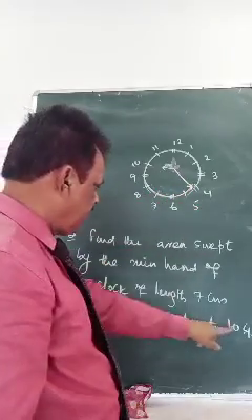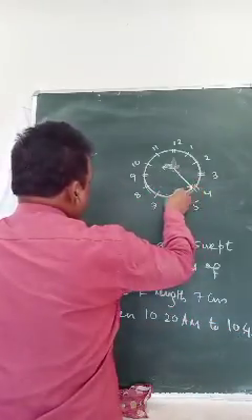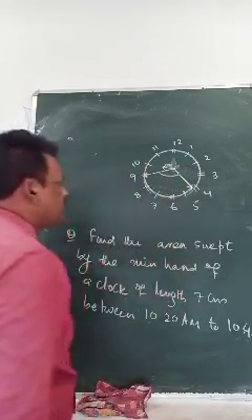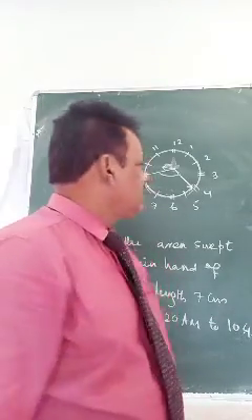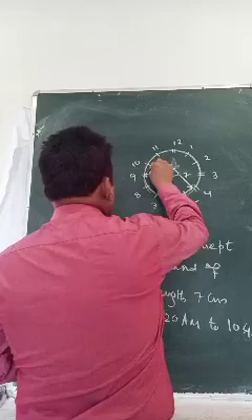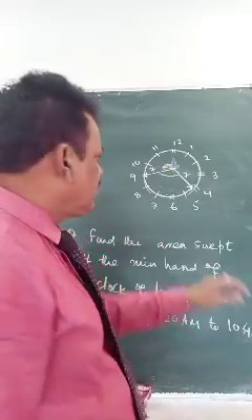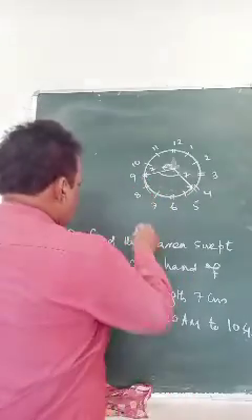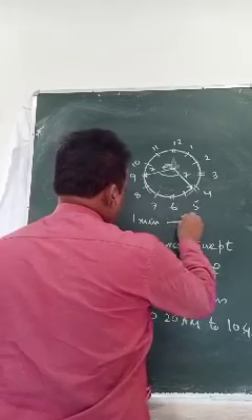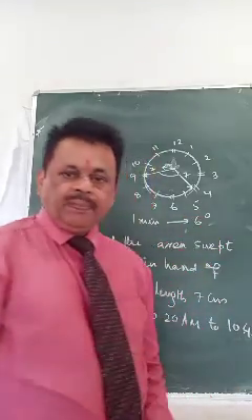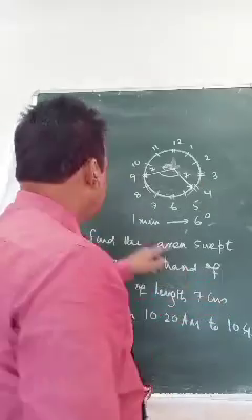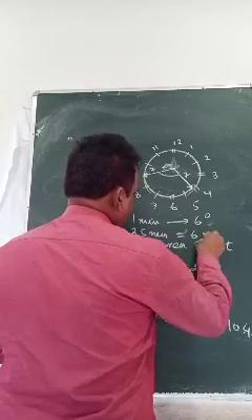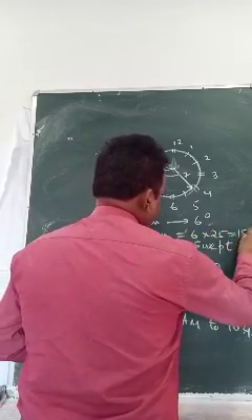So 10:20 to 10:45. That means this will come out to 45. This angle you have to find out, because this is 7. Okay, count how many minutes? 5, 10, 15, 20, 25. So 1 minute gives you how much? Just now you found 6 degree. So 25 minutes will give you 6 into 25, 150 degree.